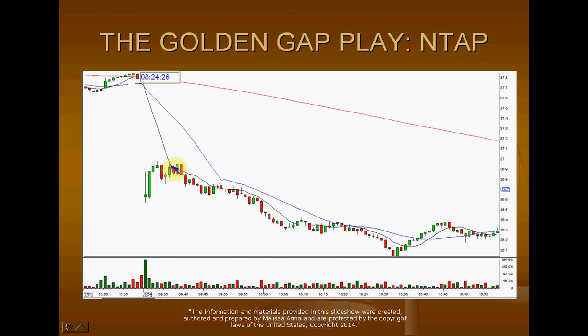Are you losing conviction? Are you killing it here? No, you're not killing it. You're shorting more if you're doing anything. Are you just letting the trade roll out? And roll out it does, and it rolls over a hill, okay?